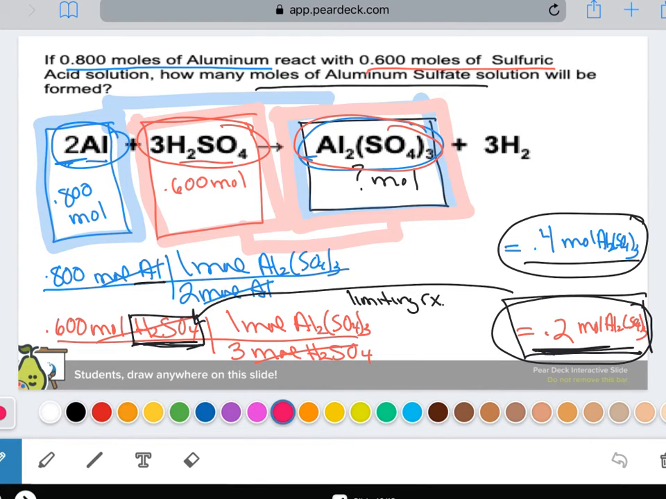I have enough aluminum to make twice that much, but I'm going to run out of sulfuric acid when I make 0.2. So this is just like the PhET simulation that you used when you were trying to make sandwiches and you were trying to figure out how many sandwiches you could make if you were going to run out of cheese or run out of bread. In this case, I'm going to run out of sulfuric acid when I make this much product. I'm not going to make 0.4 moles because I'm going to run out of one of my reactants when I make that much.